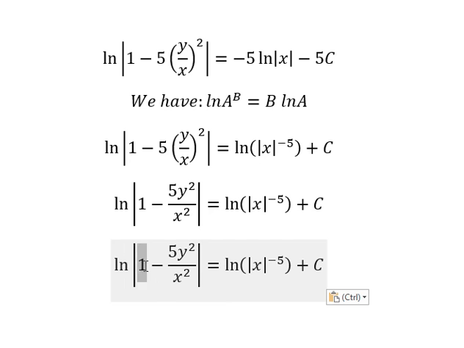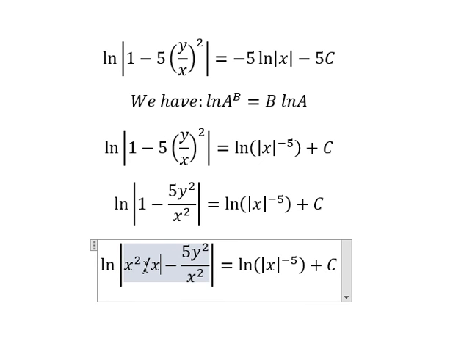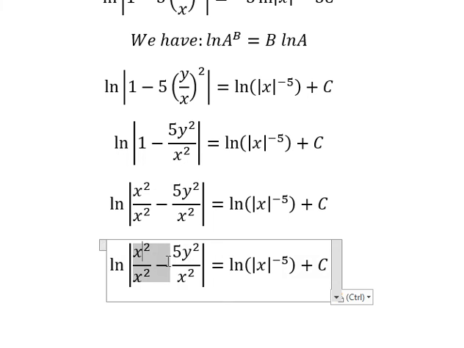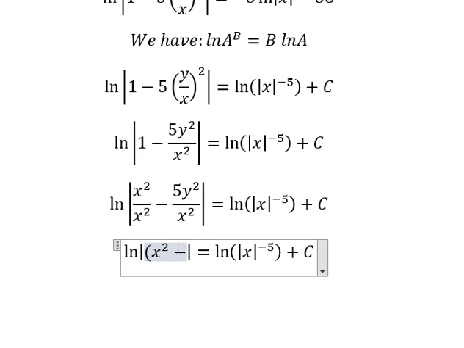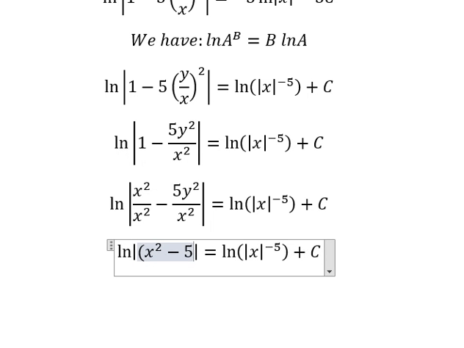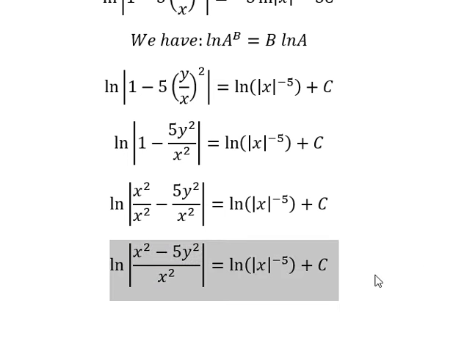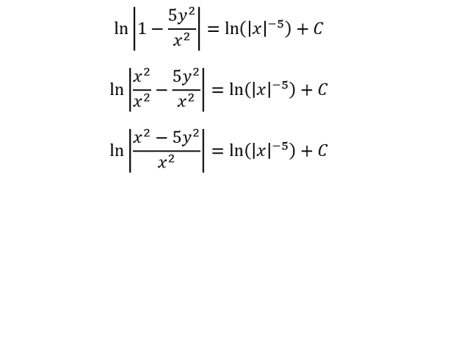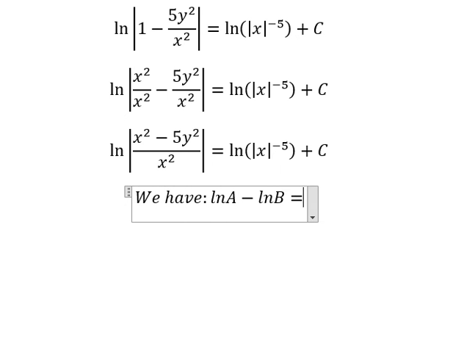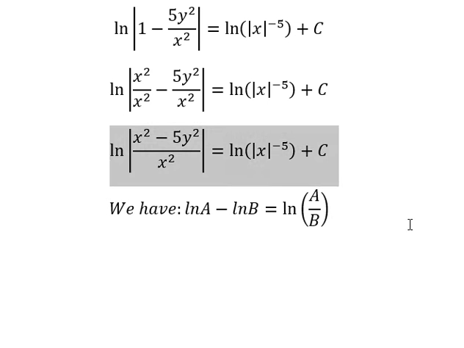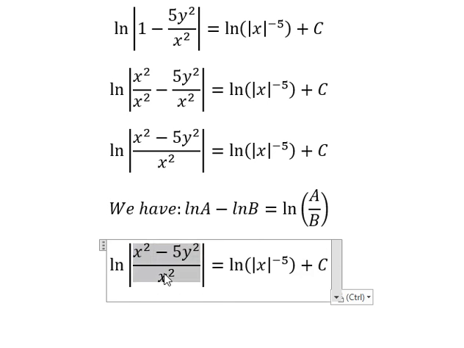About number 1 we can change by x squared over x squared. And we can put like this. That is x squared minus 5y squared over x squared. Next, we have this one. ln a minus ln b equals ln of a over b. So this one we can put like this.